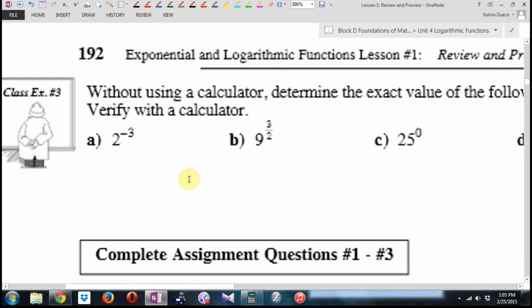It says, without using a calculator, find the exact value of the following. In our heads, A, is there power to a power? Well, let's elevator it. Who remembers what's 2 cubed, which is 2 times 2 times 2? 8.